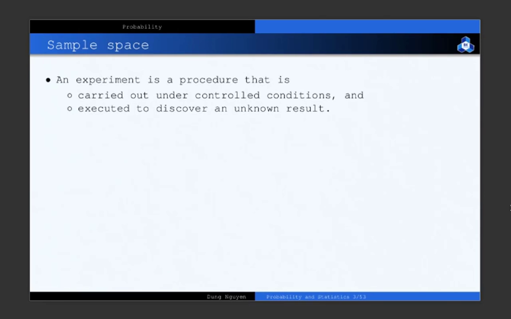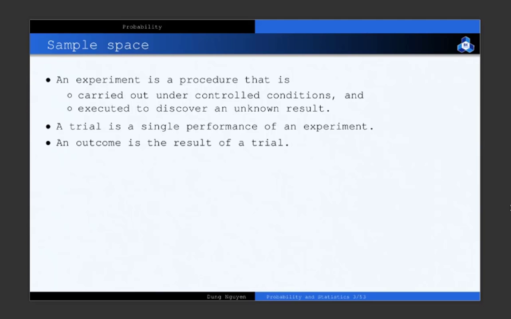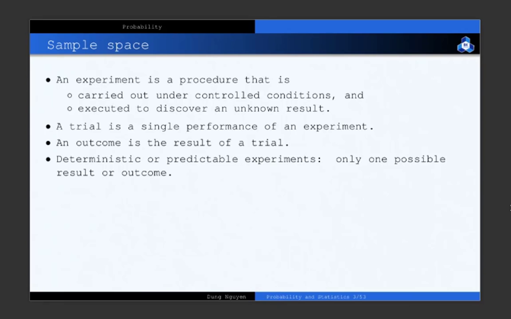As you may know, an experiment is a procedure that is carried out under controlled conditions, and it is executed to discover an unknown result. A trial is a single performance of an experiment, and an outcome is the result of a trial. Deterministic or predictable experiments are those which have only one possible result or outcome.